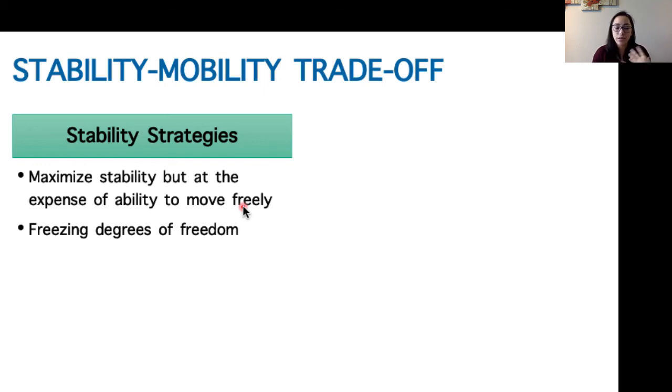We usually see stability strategies implemented in novice performers, or older individuals with neurodegenerative diseases who already struggle with stability. But those are stability strategies.